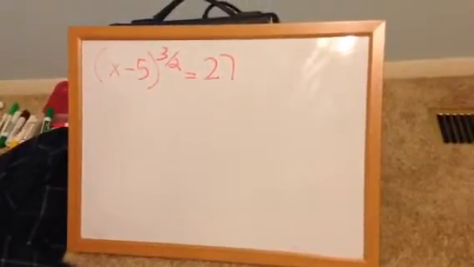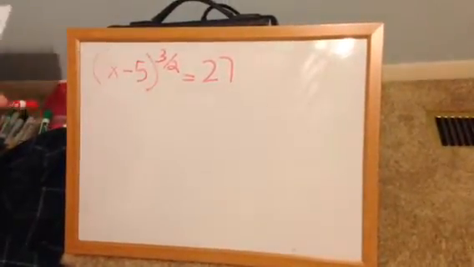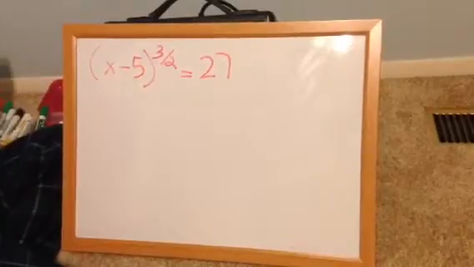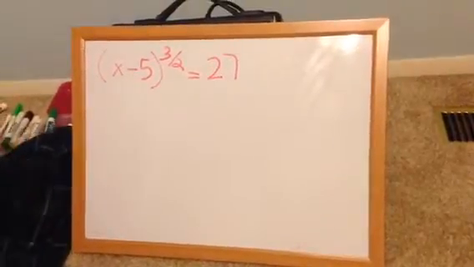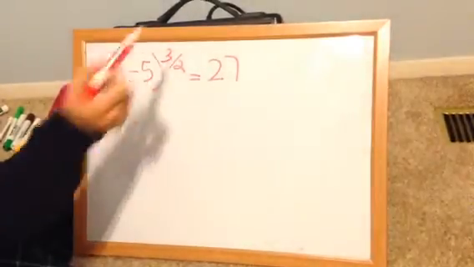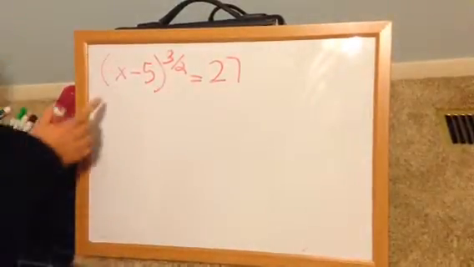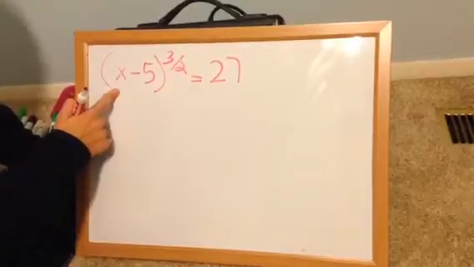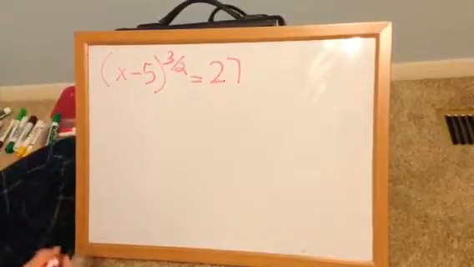Okay, so right now I am going to do number 29 in your review packet. We're going to solve the equation. What I notice here is that I have this expression, and it's being raised to the 3/2 power. My goal is to isolate my x, which is my variable.